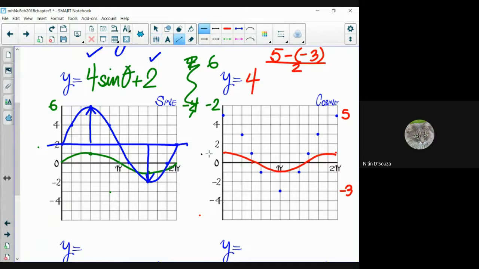Here is my midline. From the midline, I go 1, 2, 3, 4 up. 1, 2, 3, 4 down. So my amplitude checks out. Instead of my midline being 0, my midline is +1.